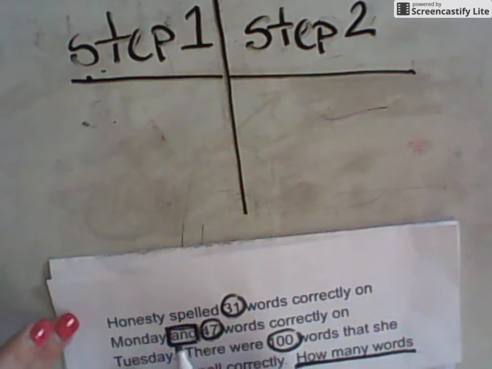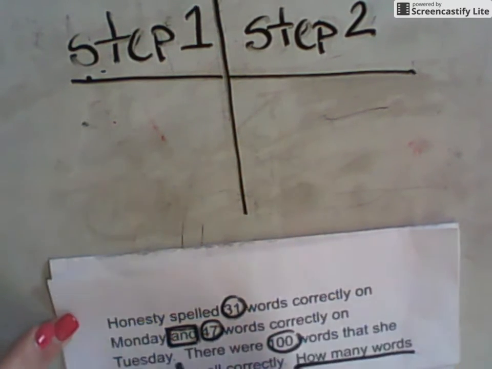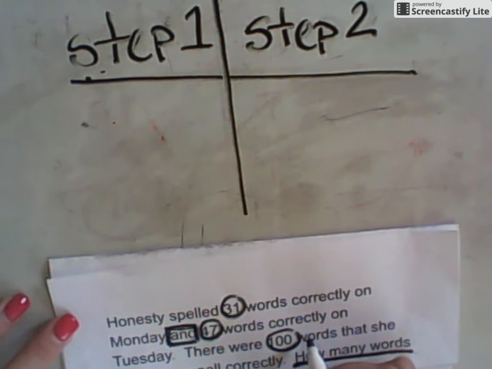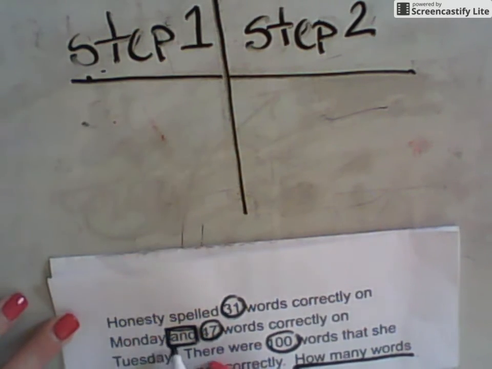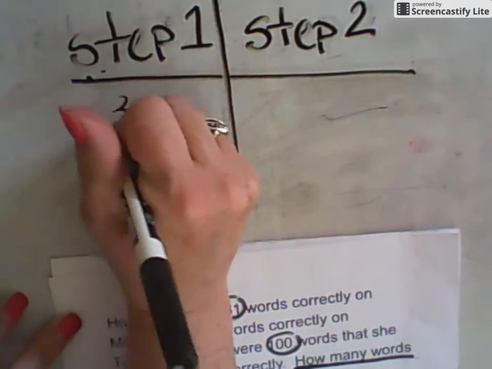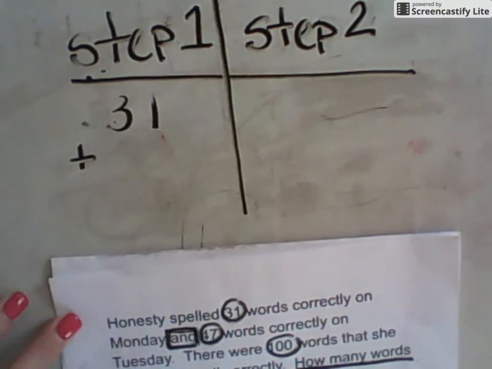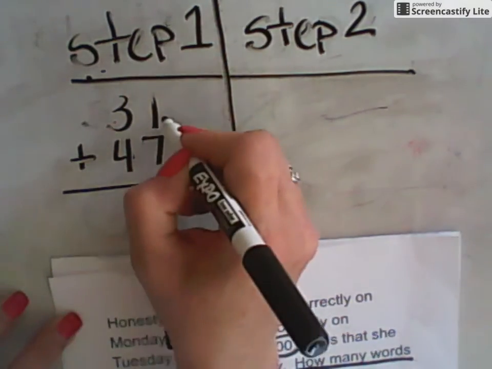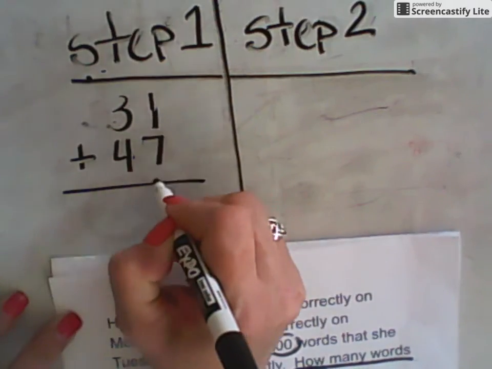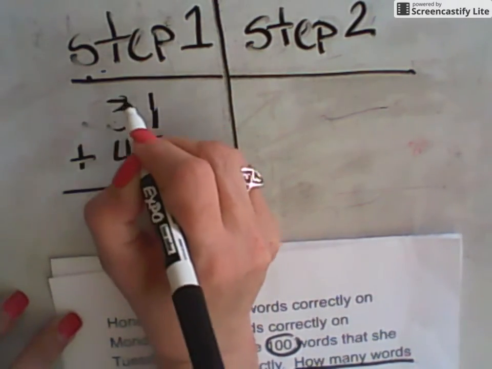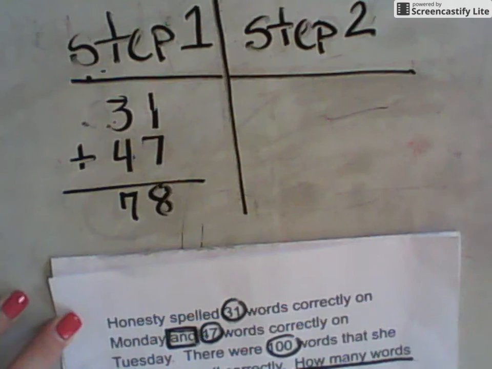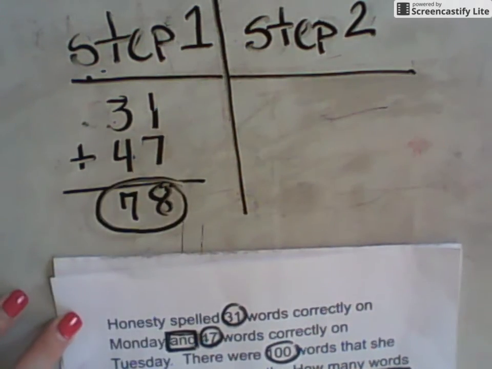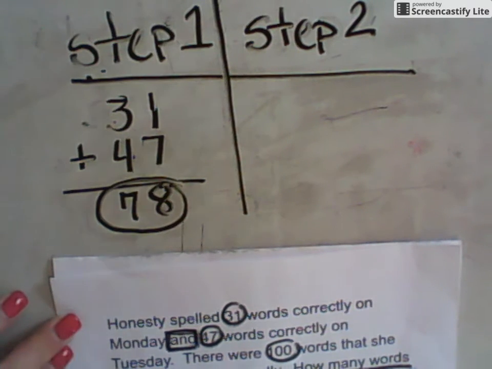Okay. Honesty spelled 31 words correctly and 47 words correctly. Well, I have to figure out what that total is. So I'm going to have to add 31 plus 47. I can do that. The ones column, we know how to do: 1 plus 7 equals 8. And in the tens column, 3 plus 4 equals 7. 78. Okay. And my sum is right here on the bottom, 78.